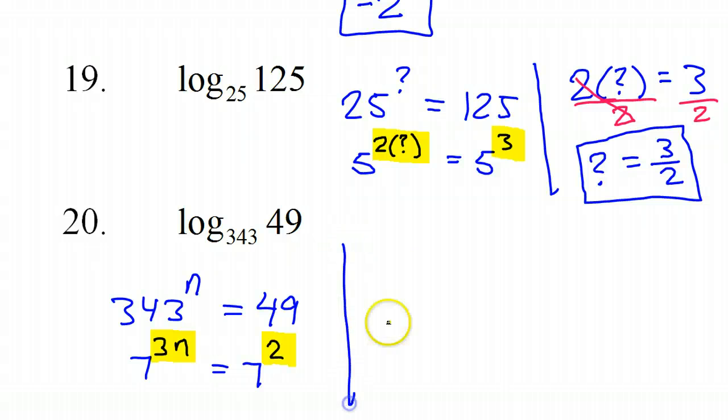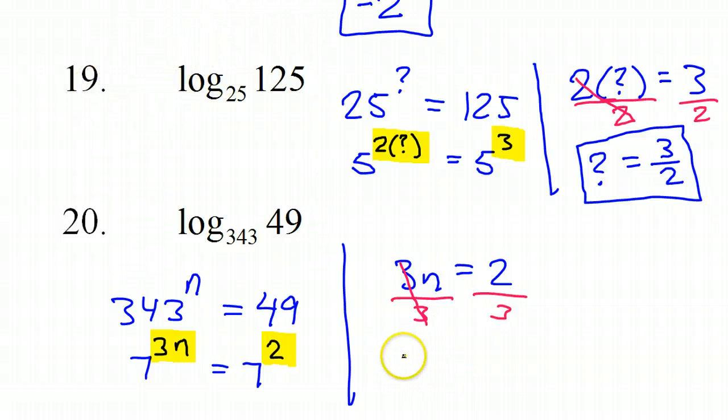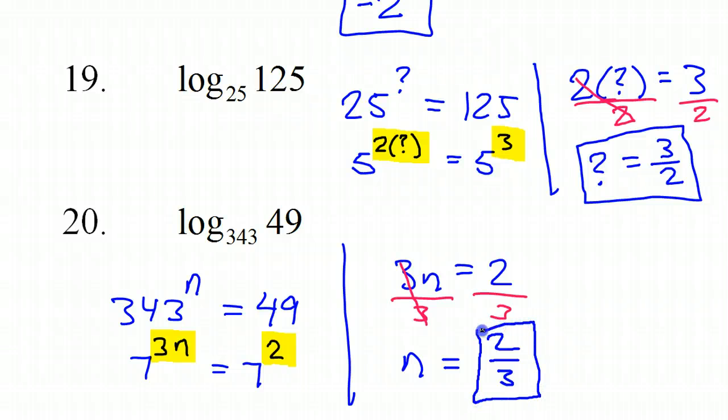So that means that 3n must equal 2. Dividing by 3, n is equal to 2/3. So bottom line, that is what we were looking for. That is the question mark. And that is it for this lesson.